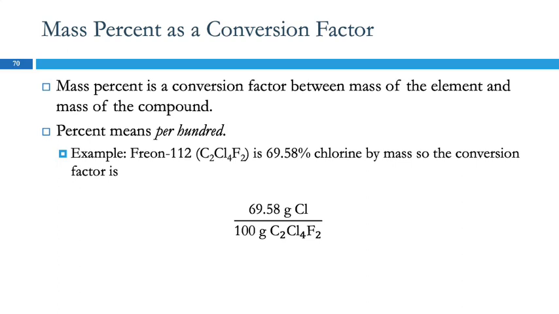Mass percent can be used as a conversion factor. Sometimes there'll be a problem where they tell you what the mass percent is, and you can use that to do a calculation. Here we're going to think about percent in a slightly different way: percent means per 100. It is the part over the whole times 100, but it can also be thought of as per 100. So if this is 69.58% chlorine by mass, then it's 69.58 grams of chlorine per 100 grams of the whole thing. And that can be used to convert between mass of the compound and mass of the element in the compound.